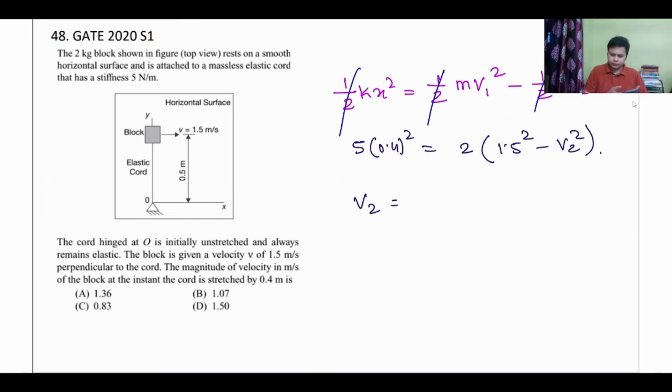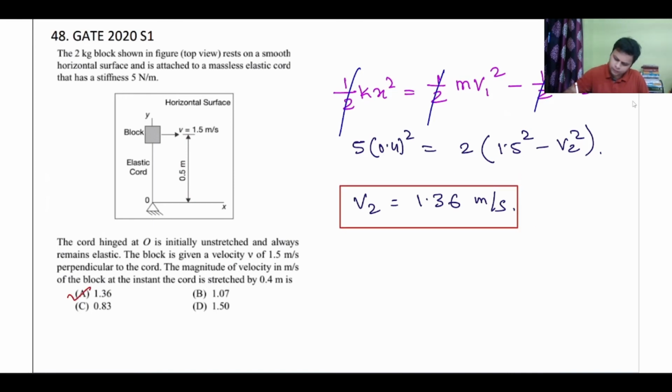So 1.36. So what is the value of v2? v2 is equal to 1.36 meter per second. So the answer is E. So here there is a simple twist. What is the twist? Not a twist exactly. Students might actually get confused here.